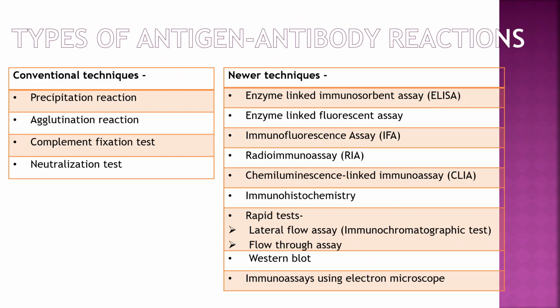Types of antigen antibody reactions. So conventional and newer techniques. In conventional techniques, it is precipitation, agglutination, complement fixation, and neutralization. In newer techniques, it is enzyme linked immunosorbent assay, that is ELISA, enzyme linked fluorescent assay, then immunofluorescence assay, radioimmunoassay, chemiluminescence linked immunoassay, that is CLIA, immunohistochemistry, rapid test, lateral flow, immunochromatographic test, flow through, then Western blot and immunoassays using the electron microscope.